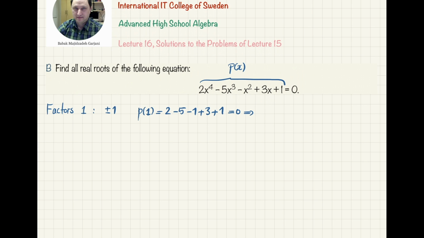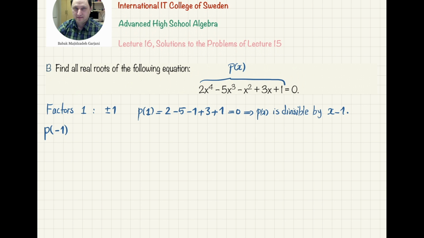So this means that P of x is divisible by x minus 1. Of course, at this point I can start dividing this polynomial by x minus 1 using the long division, but you know that this is the first degree, this is the fourth degree. If I divide them, the quotient would be of third degree, and if I want to solve that third degree equation, I have to be able to factorize it even more. That's completely acceptable.